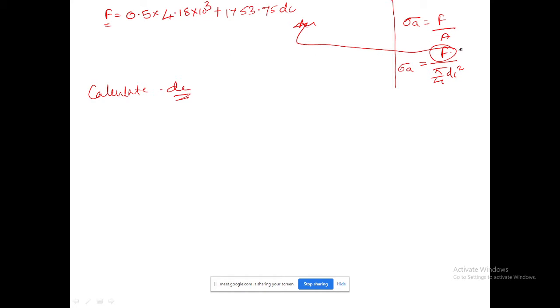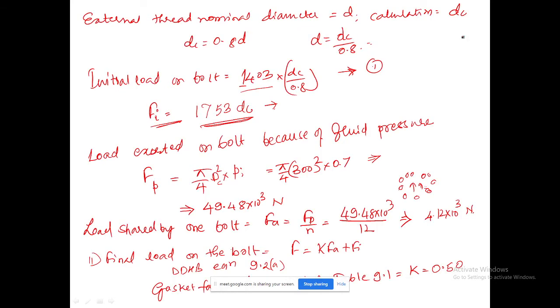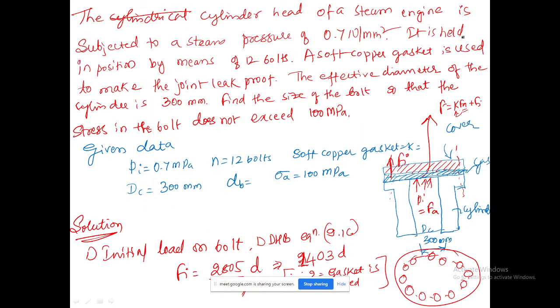So sigma A equal to F by A. Sigma A is the allowable stress. So what is the area? Cross-sectional area of the bolt at core diameter. Okay? At core diameter. So now if you substitute the value, sigma A, I think, is given. It is 100 megapascal.